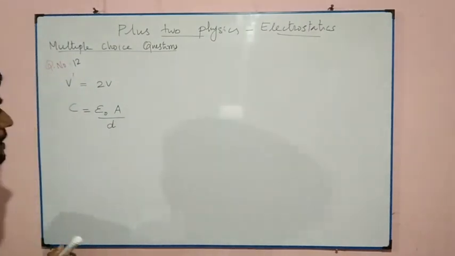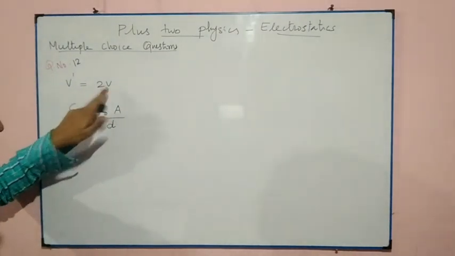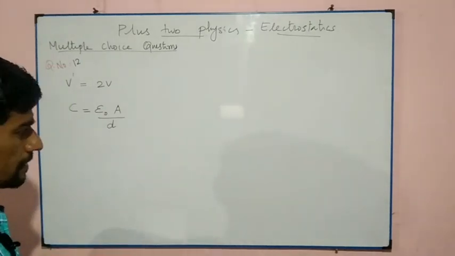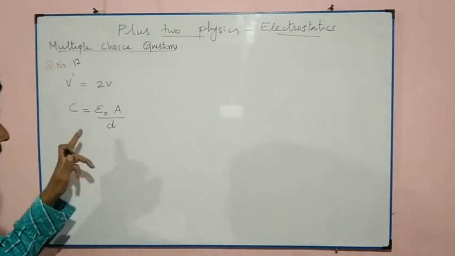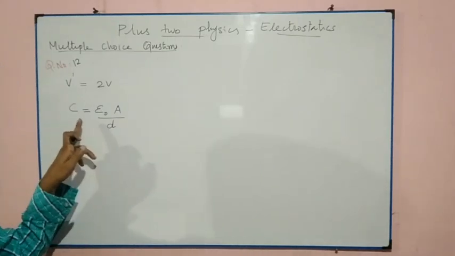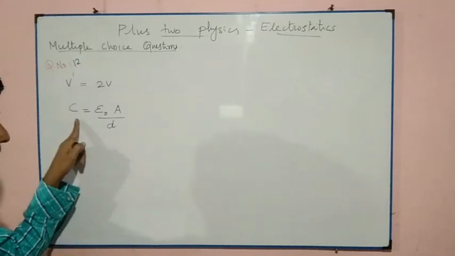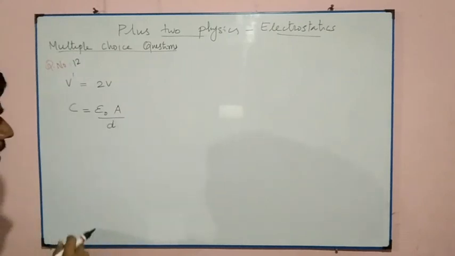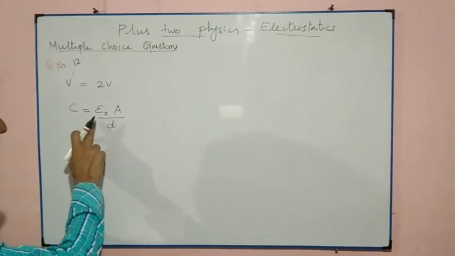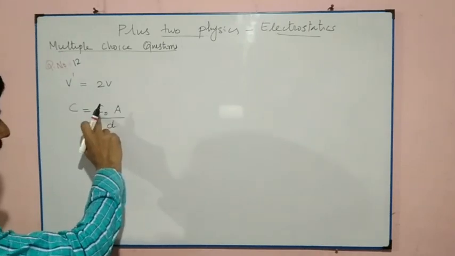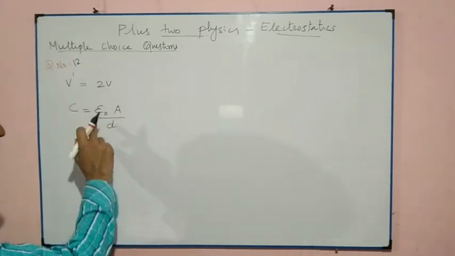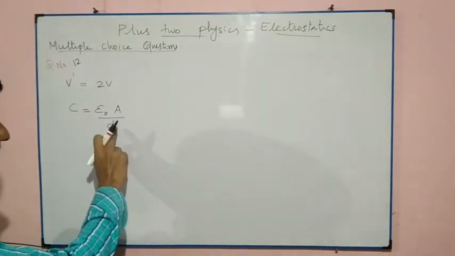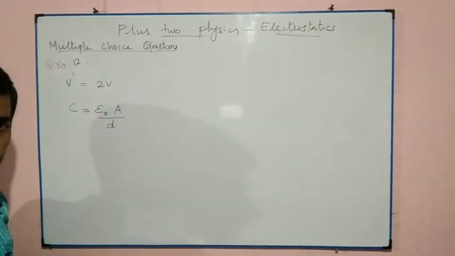So the new voltage V dash is equal to 2V, and what is the change taking place in that capacitor, that we are going to discuss. We know that capacitance of a parallel plate capacitor is given by the equation C is equal to epsilon naught A by D. From this formula, it is clear that the capacitance depends on the permittivity of the free space or the medium between the two plates, the area of the plate, and also the distance between the two plates of the capacitor.